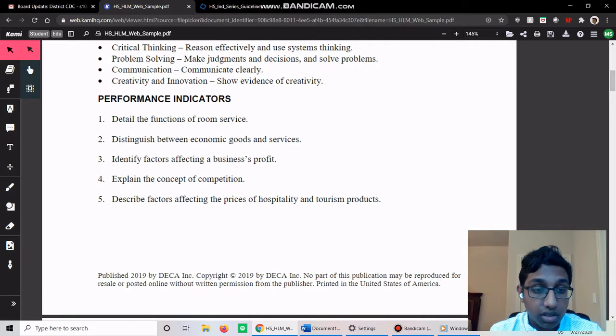If you don't understand one of them, for example the difference between economic goods and services, you're only one Google search away from finding out what that is. Especially since the district is online, it's very important that you take advantage of the resources that are available for you to use.